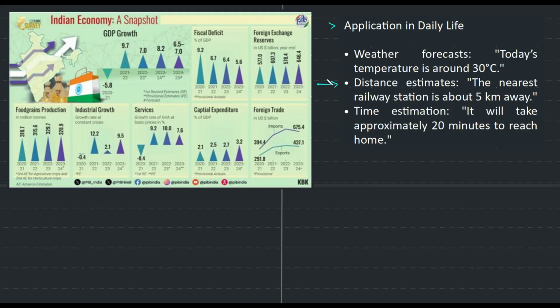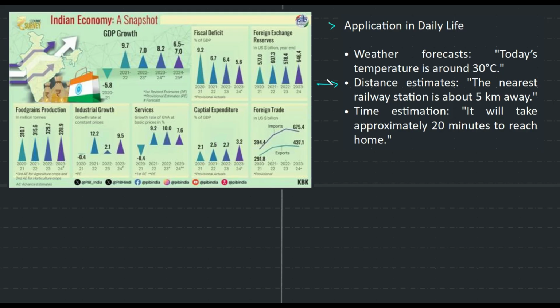You don't need an exact value. I don't need an exact value to understand that I need a cycle to go to my school or the railway station. I need an auto to go to the railway station. Or I need someone to drop me to the railway station. That will be clear. So this is where you use approximate value.